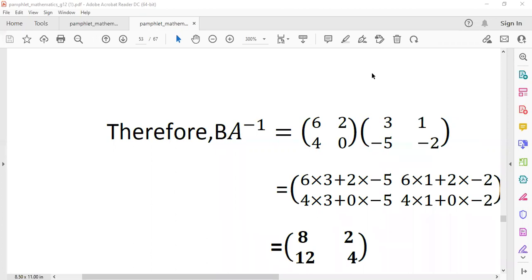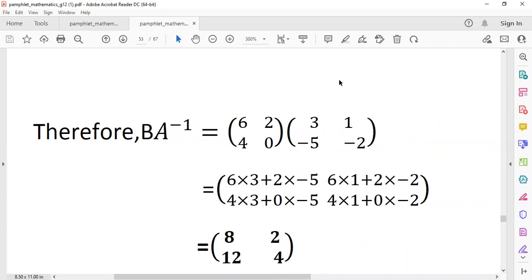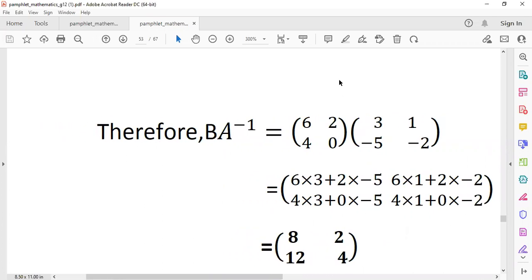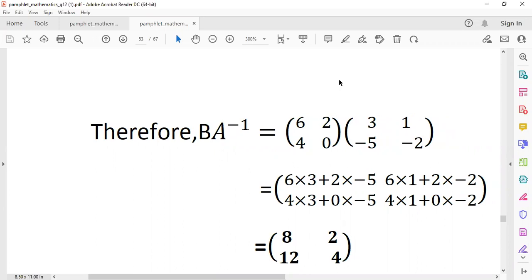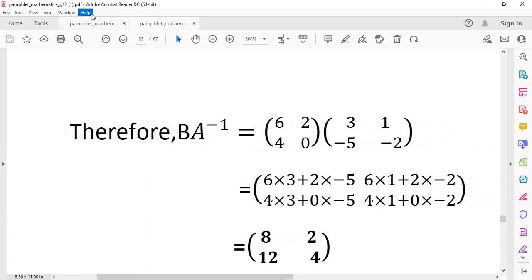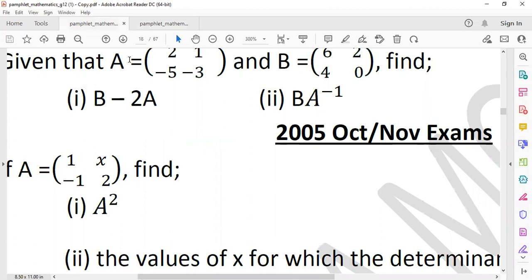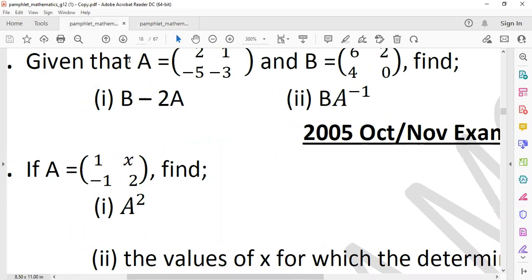So these guys were just making minor mistakes in terms of typing. I think it's the guy who was typing. If you've noticed, some other questions had signs omitted. So it's fine, but the final answers are all correct.